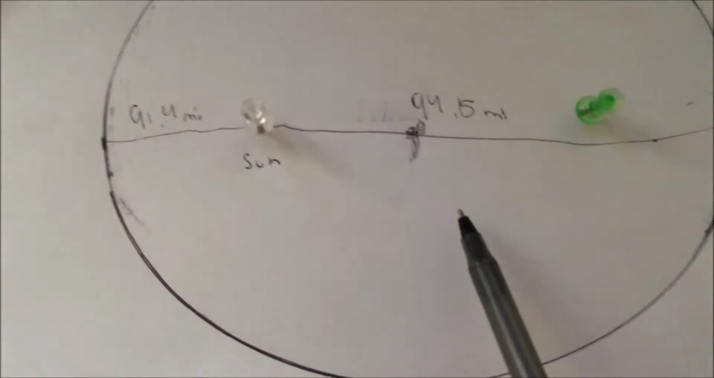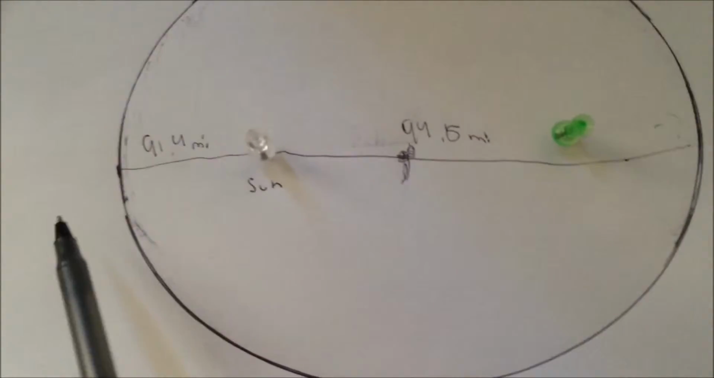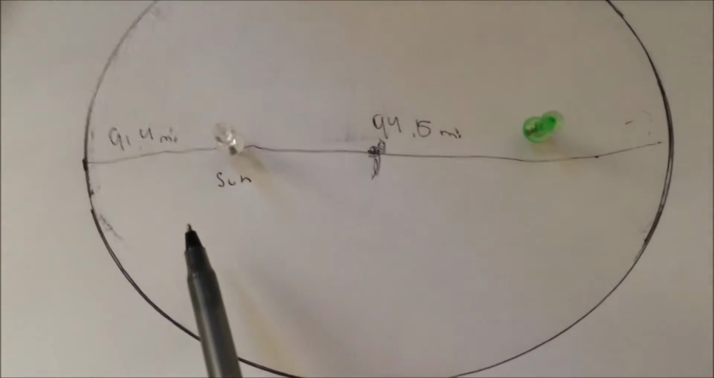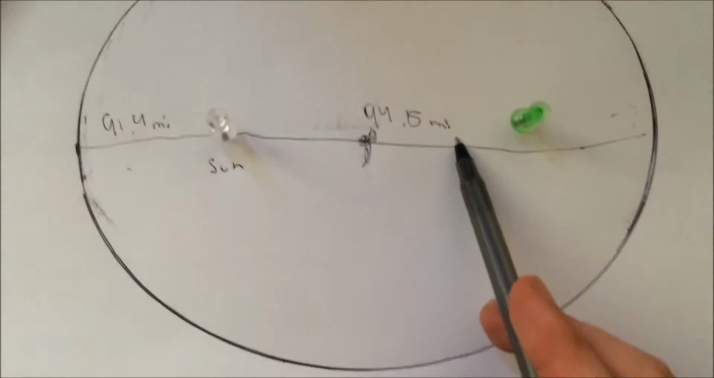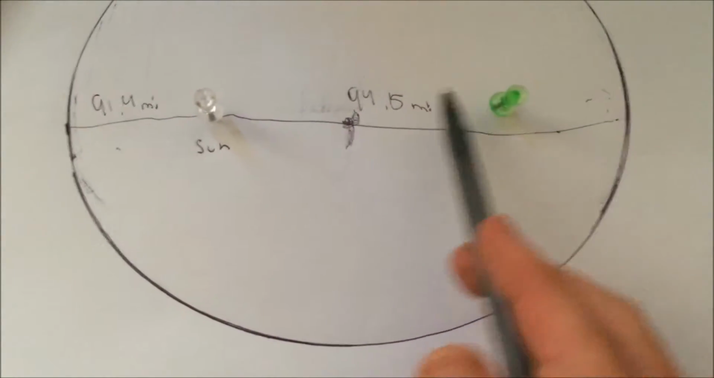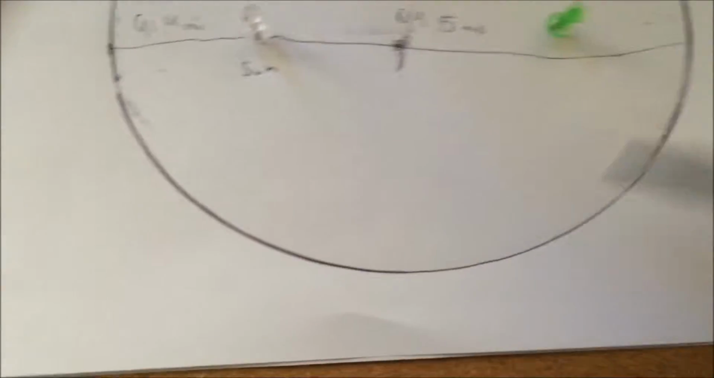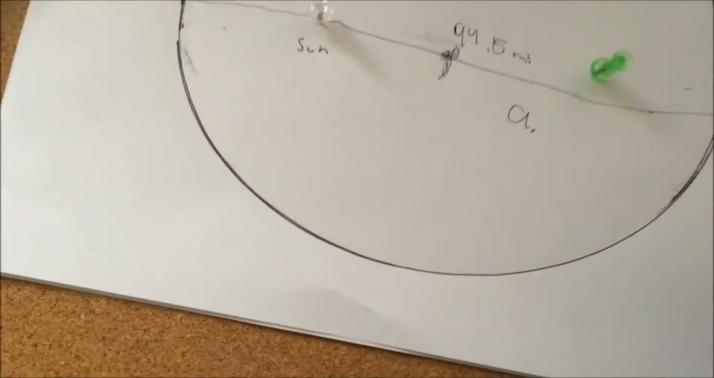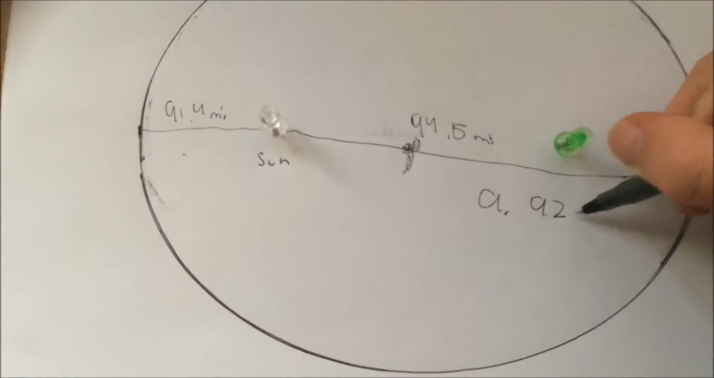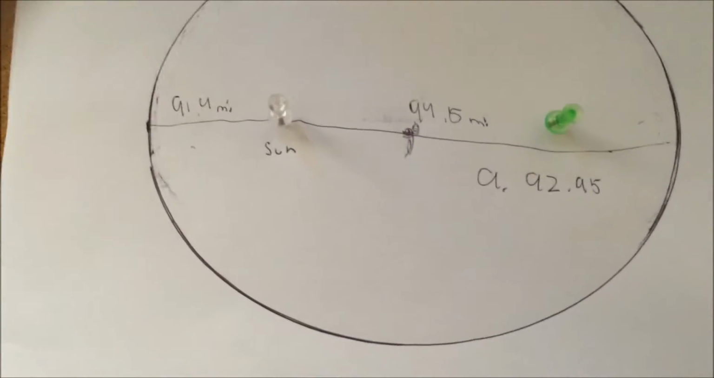From here we find our semi-major axis. We know that the major axis is the perihelion added to the aphelion. So we add them together, which is our major axis, and divide by 2 to find our A value, the semi-major axis. We find that this is 92.95.